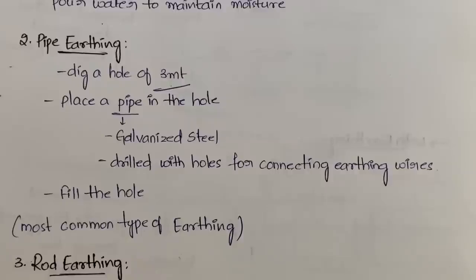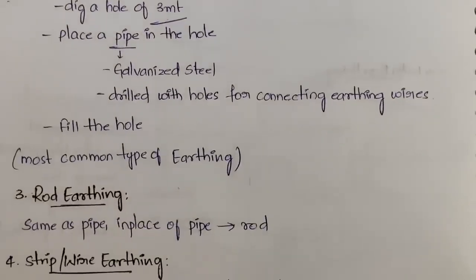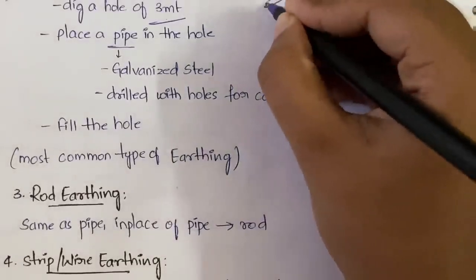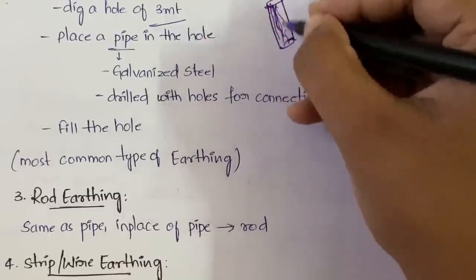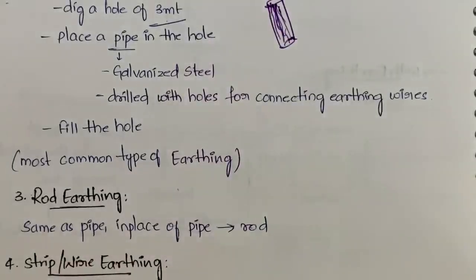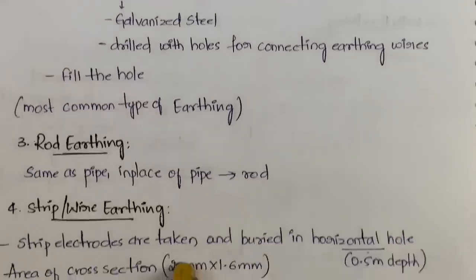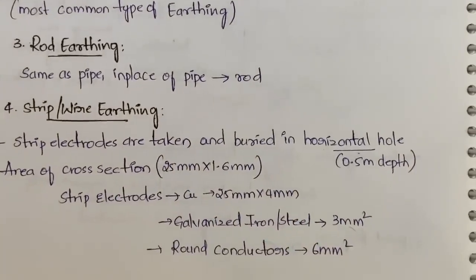Okay, next, rod earthing. Rod earthing is the same as pipe, but instead of a pipe you will be using a rod. Rod and pipe, you know the difference, right? The pipe is hollow, empty inside, but in case of a rod, it is full, like an iron rod. Rod has no empty space. Pipe has empty space in between. That's all, a small difference.